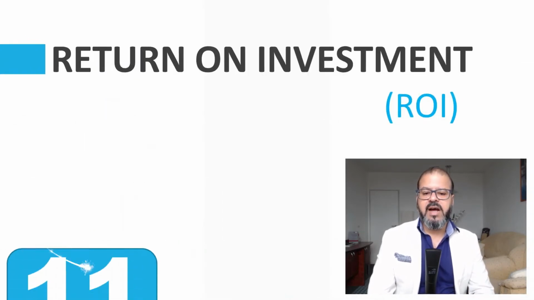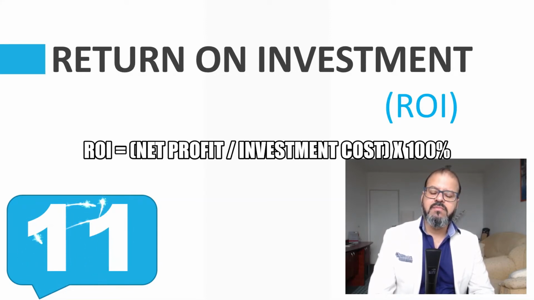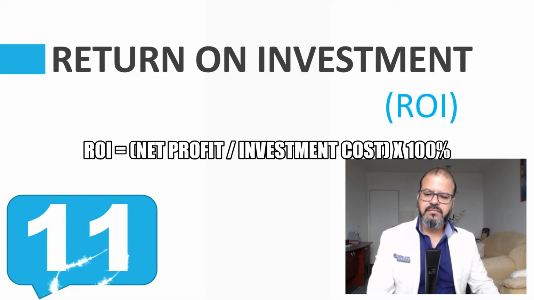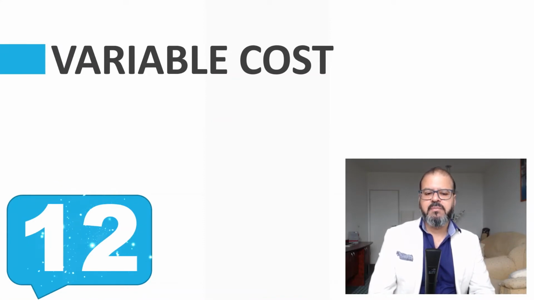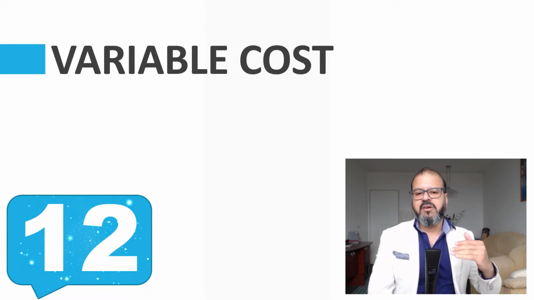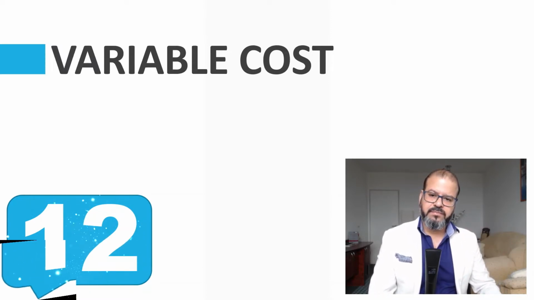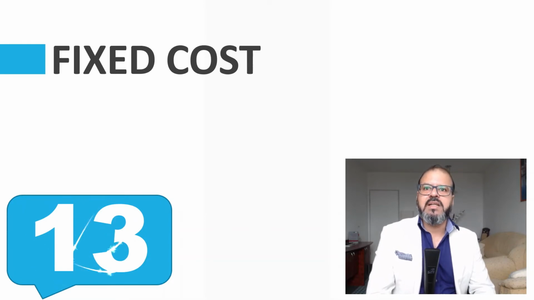Return on investment, or ROI. ROI is a ratio measuring performance efficiency relating to how much a company spent on investment. Calculate ROI by dividing net profit by investment costs. Variable costs. Variable costs change proportionally to production. So for example, the cost of raw material increases with the number of units purchased. Fixed costs. Unlike variable costs, fixed costs stay the same regardless of changes in production. So for example, a company pays the same amount in monthly rent.